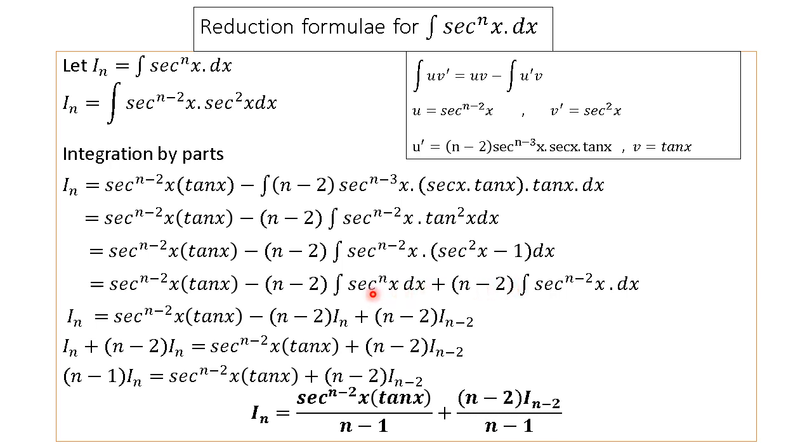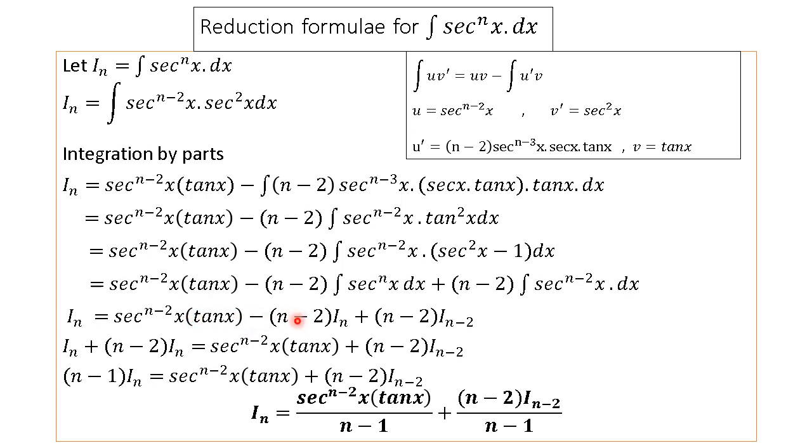In the next step, integration of secant to the power n x dx is our I_n. So this one is I_n plus n minus 2 as it is. Here I will replace n by n minus 2: I_n is integration of secant to the power n x dx, so I_(n minus 2) is integration of secant to the power n minus 2 x dx. So we can write integration of secant to the power n minus 2 x dx as I_(n minus 2). Remaining terms are as it is.